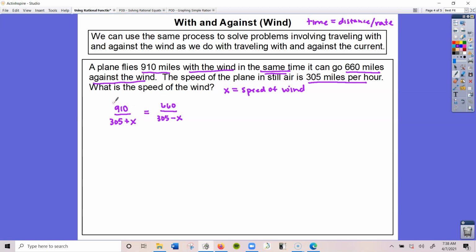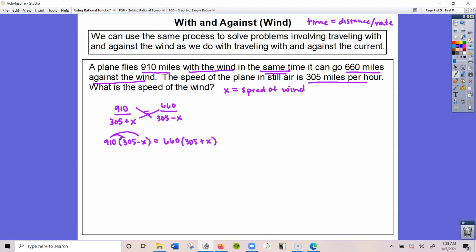So the time it takes to go with the wind is going to equal the time it takes to go against the wind. And now here, this is not like the other ones because we don't have anything added or subtracted, so we can cross multiply. So we do 910 times 305 minus x is going to equal 660 times 305 plus x. We distribute.